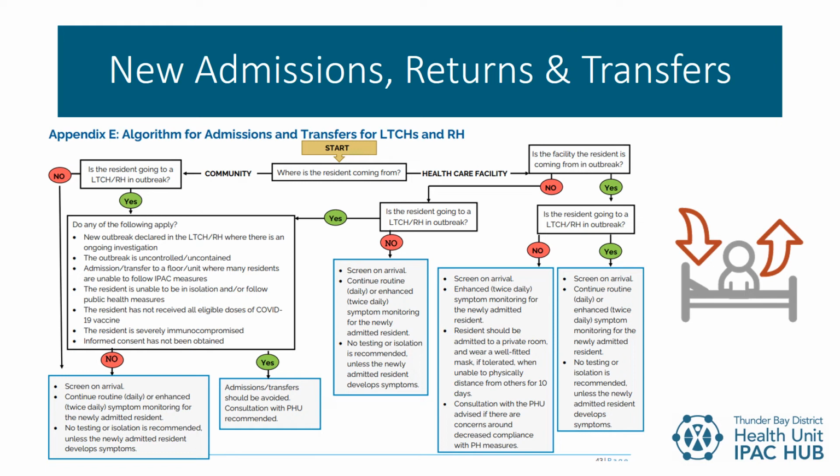If absolutely necessary, clients or residents who do not have an active COVID-19 infection may be admitted or transferred to a floor and/or unit with an outbreak, provided the following conditions are met: the resident is up to date on their COVID-19 vaccinations, the client or resident is made aware of the risks of the admission or transfer and consents to the admission or transfer, and the client or resident is admitted or transferred to a private room if there is space for that.